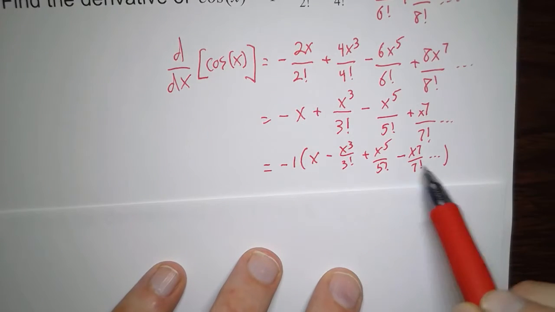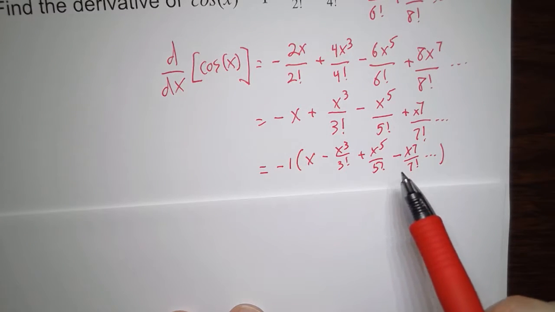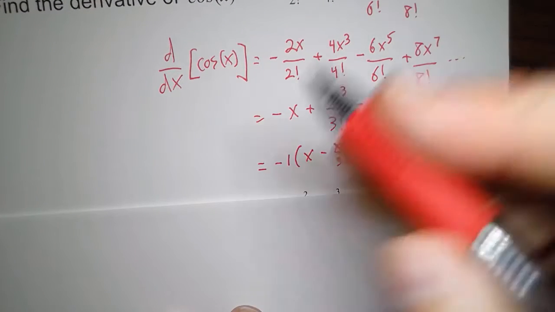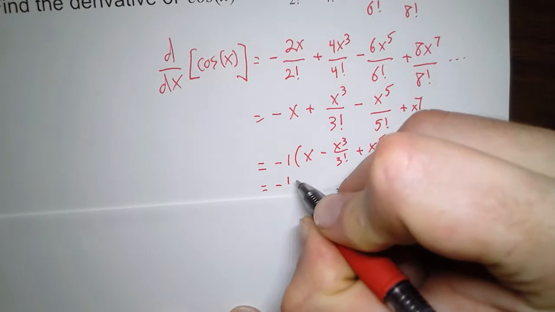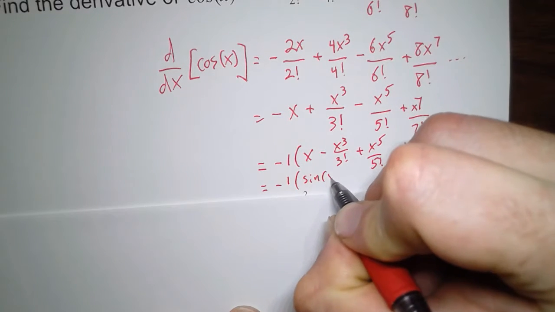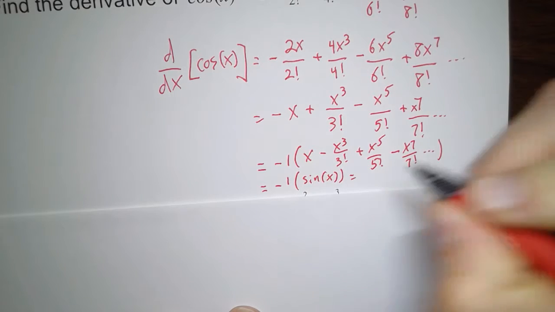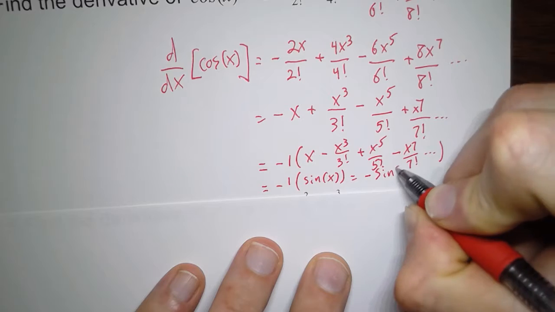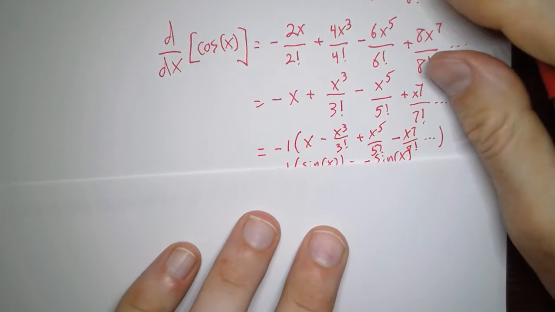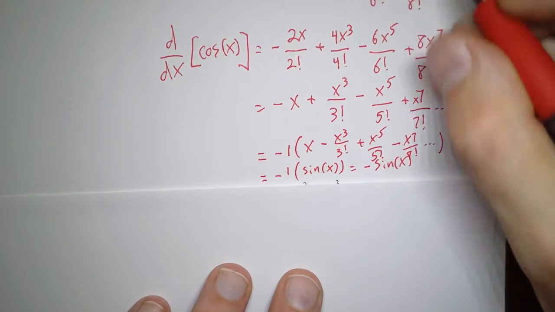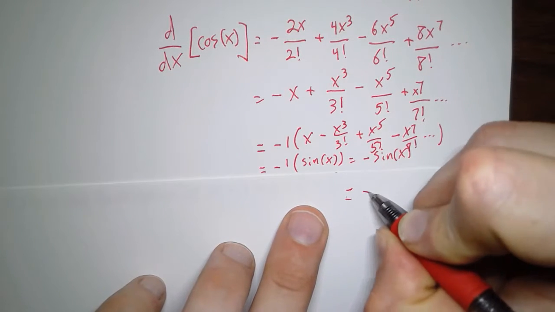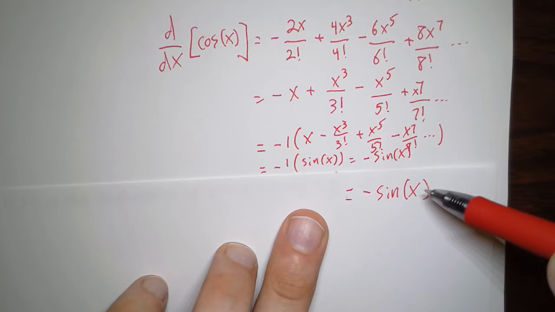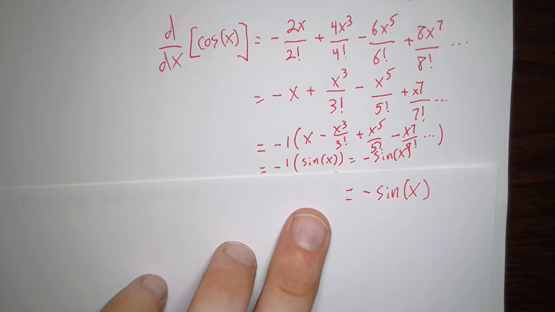Now this we've seen exactly. Where have we seen this? Well, we saw it up above in number 4 and in number 1. This is sine. So negative 1 times sine of x. So that means the derivative of cosine is negative sine of x. Not positive, but negative. Let me write that down here. So that is our derivative for cosine, negative sine of x.